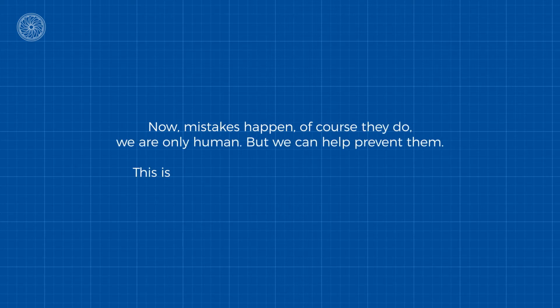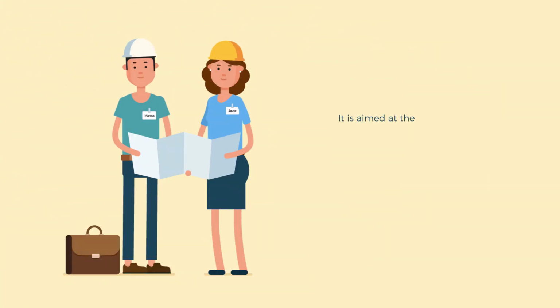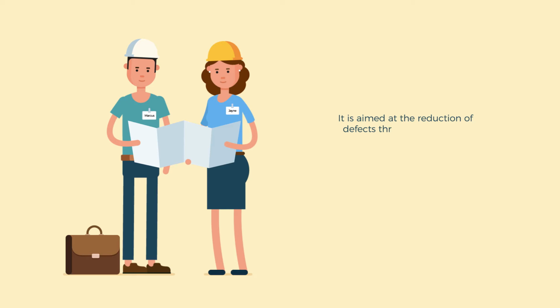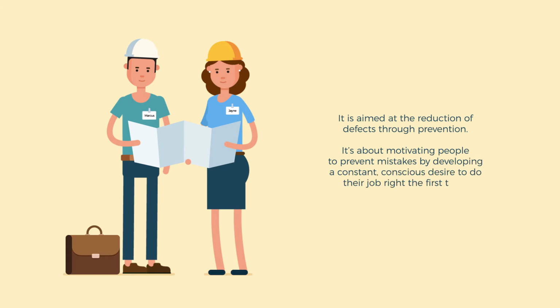Now, mistakes happen, of course they do. We're only human. But we can help prevent them. This is where a 0 defects mindset will help. It's a management tool. Yay, management tool! Aimed at the reduction of defects through prevention. It's about motivating people to prevent mistakes by developing a constant, conscious desire to do their job right the first time. Think of it as mistake proofing.